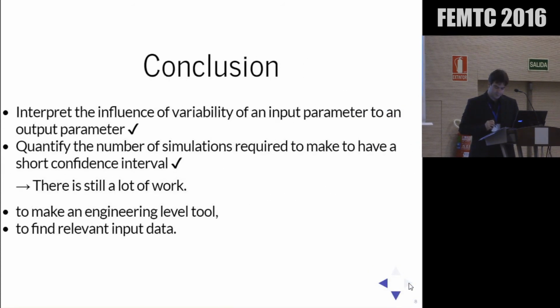And finally, to conclude, during this study, it has been possible to interpret the influence of variability of an input parameter on an output parameter, and to quantify the number of simulations required to have a short confidence interval. Obviously there is still a lot of work to make an engineering level tool, because currently the method developed here has been carried out by simple automation scripts and to find relevant input data. Nevertheless, the method can help to sort out the main influences and prioritize which evacuation tests to perform in order to get this information.